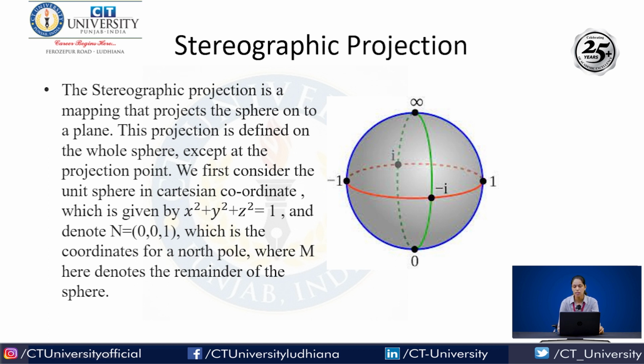So taking it in the complex form as 1, minus 1, iota, minus iota, and 0 to infinity as a third coordinate, my equation will become x square plus y square plus z square equals 1 again, and the point is on the locus, the north pole, taking the M here to denote the remainder of the sphere. So this is the stereographic introduction.